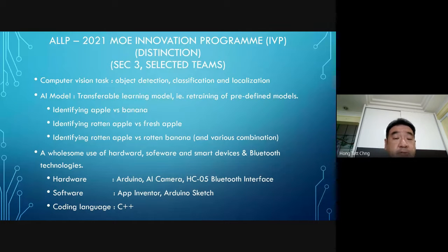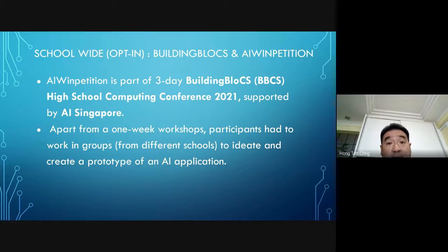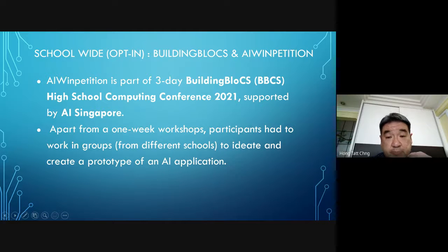And this team is a winning team for us in the MOE Innovation Program. They won the distinction last year. We also have programs where students opt in and participate in the AI competition. This is a very interesting program whereby they spend weeks of lessons teaching students. Last year, I think they spent 1 week, but the whole package itself spent more than 1 week. During the June holiday time, they trained students on how coding works and how AI works, right?